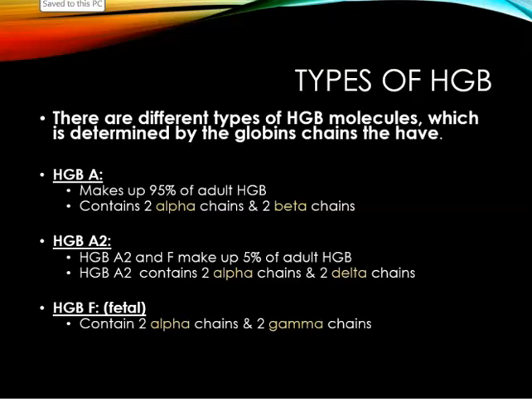So let's talk about the structure of hemoglobin A2. For hemoglobin A2, the structure contains 2 alpha chains and 2 delta chains, for a total of 4 chains. For hemoglobin F, which is also referred to as fetal hemoglobin, it contains in its structure 2 alpha chains and 2 gamma chains.